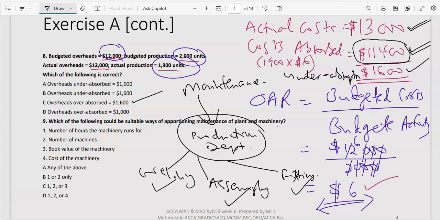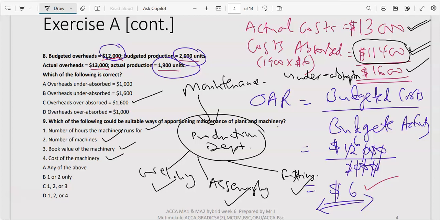So how do we go about that if we are talking of maintenance of plant and machinery? How do we do it? What should be the basis? So we are given the choices. 1, number of hours the machinery runs for. 2, number of machines. 3, book value of machinery, and 4, the cost of the machinery. Now, given the choices, all right, let's look at the best and easiest ones.